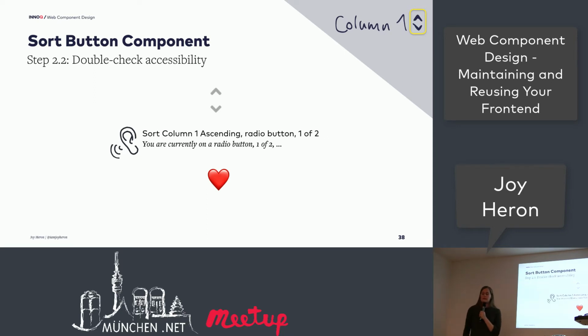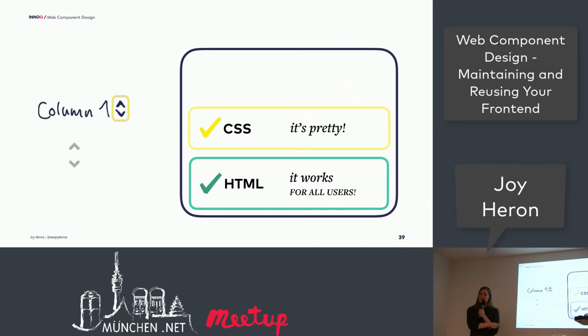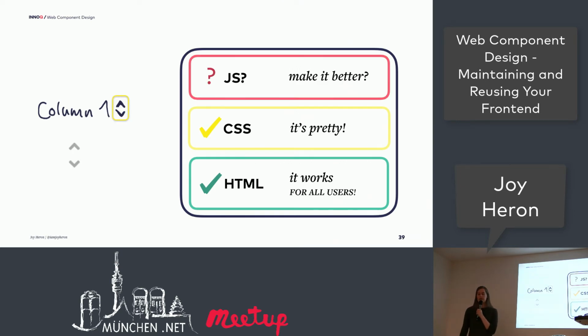So then we can double check the accessibility. I didn't add the audio again, but it will sound exactly the same because it's exactly the same HTML element under the hood. It just looks different. It looks like two arrows now instead of radio buttons. So now I have CSS, and it's pretty.